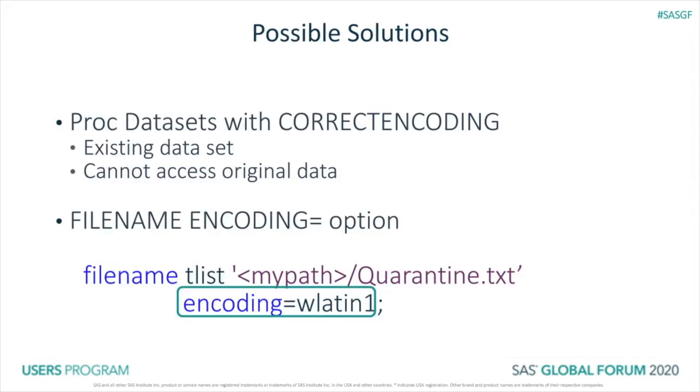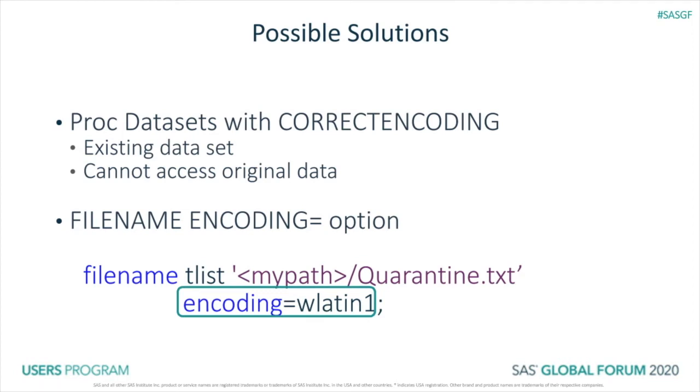And there are several possible solutions. I'll mention 2 of those here. One solution is to run proc data sets with the correct encoding option and change the data encoding in the data set header. Note, this only changes the data set encoding. It does not change the actual encoding of the data inside the data set.